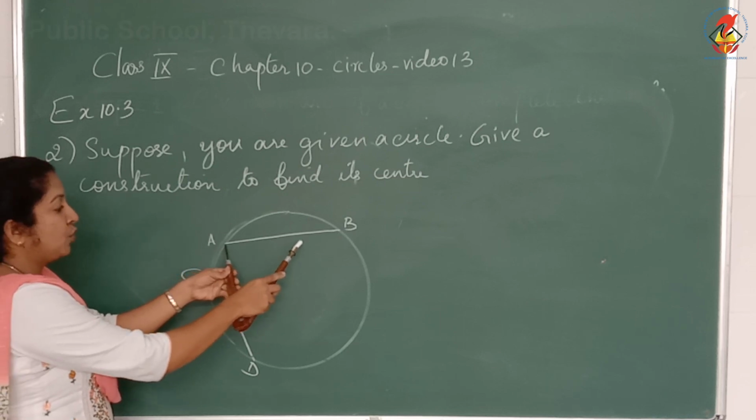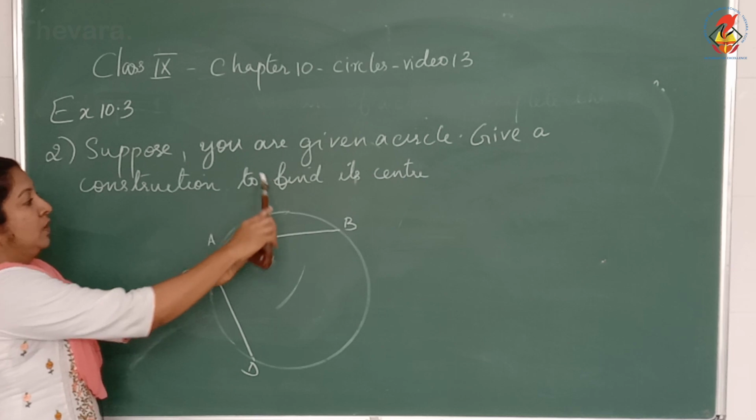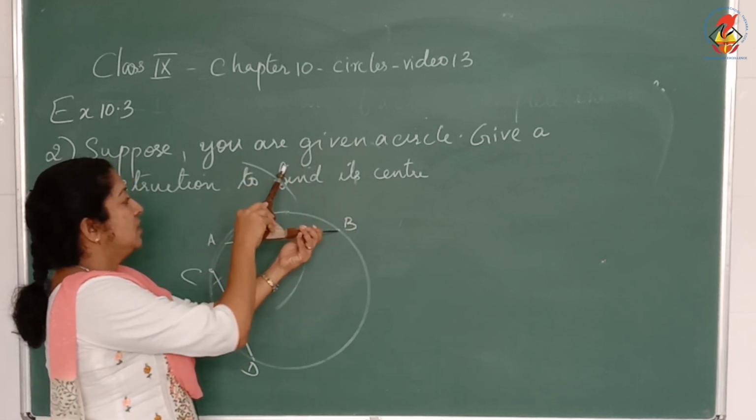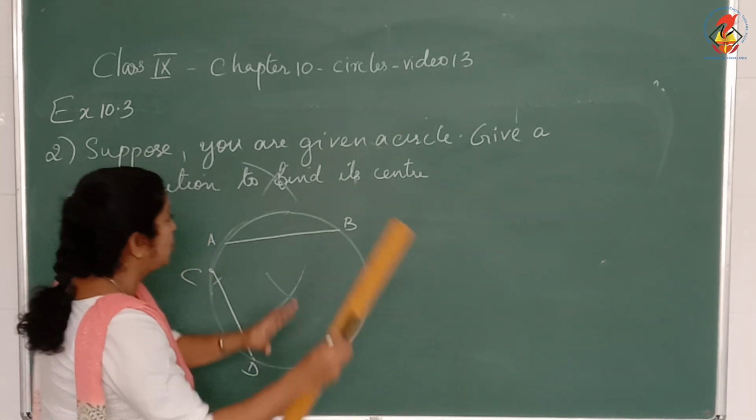For getting the perpendicular bisector, we have to take more than half of AB. Draw two arcs from A and two arcs from B also. Join these two.